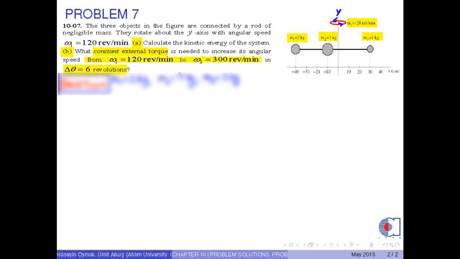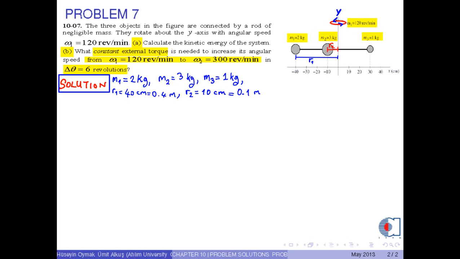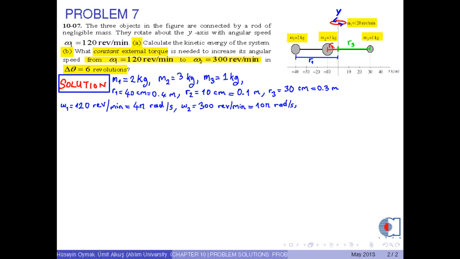B. What constant external torque is needed to increase its angular speed from omega 1, which is 120 revolutions per minute, to omega 2, which is 300 revolutions per minute in 6 revolutions? First of all, conventionally, we write the given quantities in SI unit system. Here, kilogram is already an SI unit. However, centimeters is not an SI unit and it is converted into meters. Also, revolutions and revolutions per minute are not SI units and they are converted into radians and radians per second respectively.